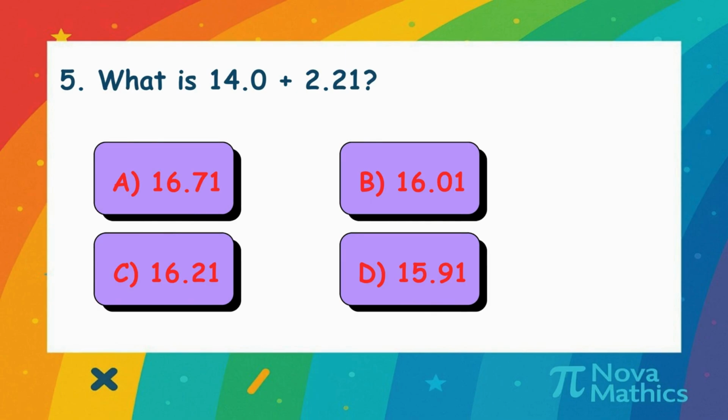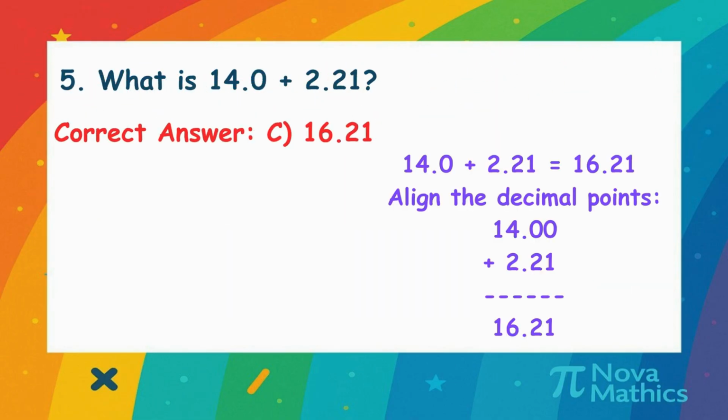5. What is 14.0 plus 2.21? Correct answer is 16.21. Just add them as usual, and the decimal stays in place. You get 16.21.